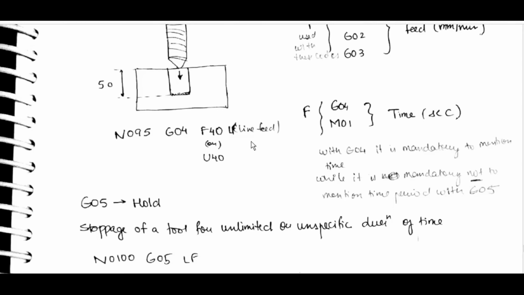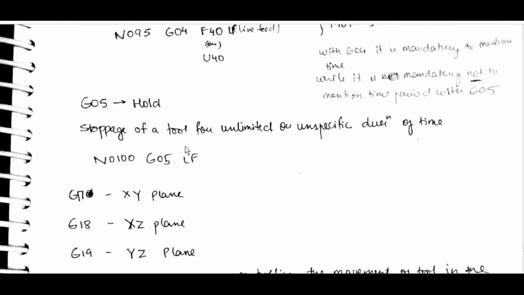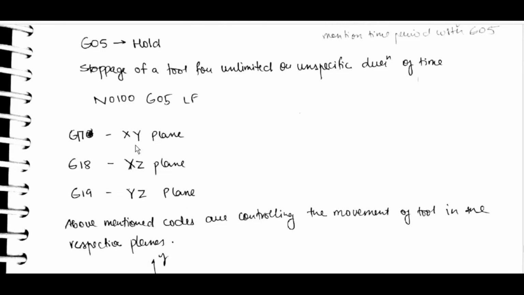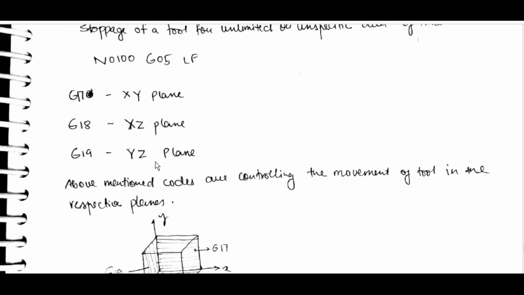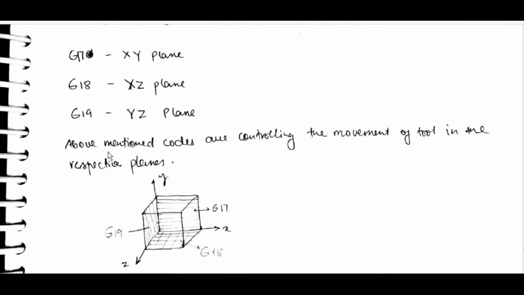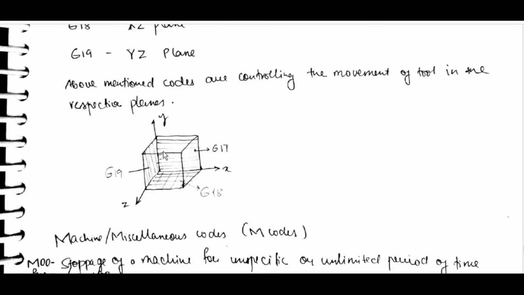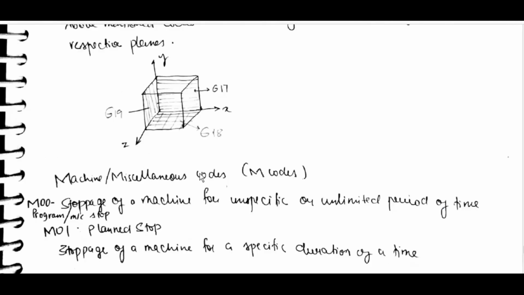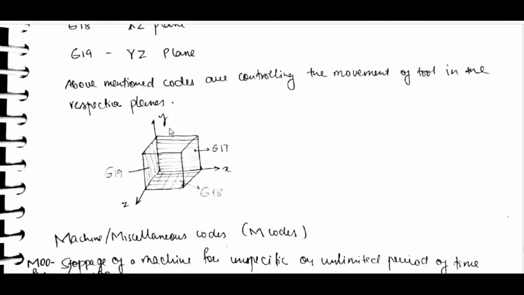N095 G04 F40 or U40. G05 holds the stoppage of a tool for an unlimited or unspecified duration of time. G05 LF. G17 is the XY plane, G18 is the XZ plane, G19 is the YZ plane. The above mentioned codes control the movement of the tool in the respective planes X, Y, Z. XY plane is G17.